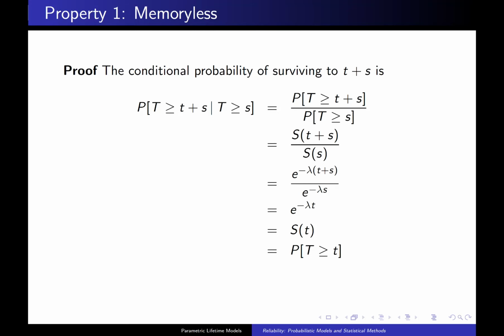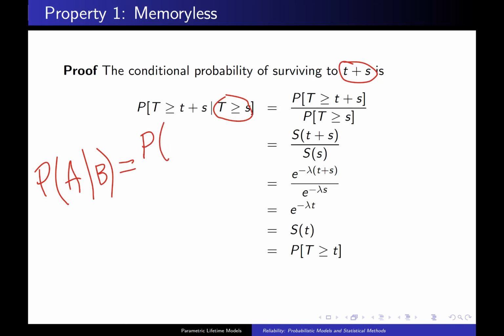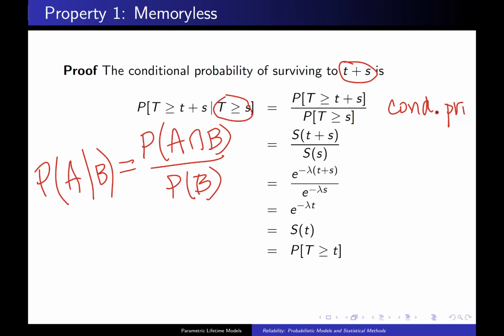Finally, here is a proof of the memoryless property, since it is fairly fundamental to working with the exponential distribution. The conditional probability of surviving to time t plus s, given you have survived to time s, is the probability of T being greater than or equal to t plus s divided by the probability of T greater than or equal to s. That is simply by the definition of conditional probability. If you have the probability of one event given another event, that is the probability of the intersection of those two events divided by the probability of the given event, and that's exactly what we've done here. So this first step is by the definition of conditional probability.